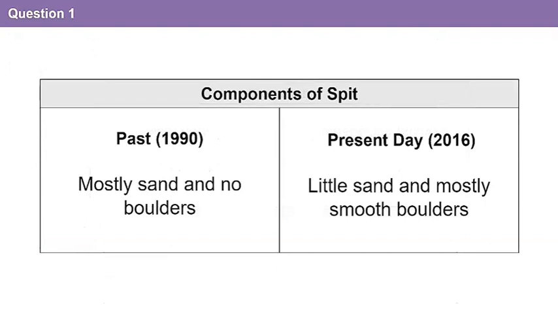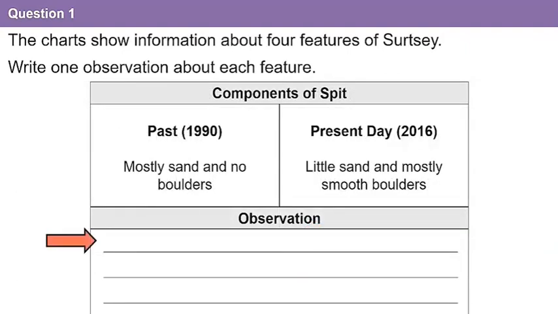Now we will observe the last feature of Circe, the components of the spit. The components of the spit were mostly sand and no boulders in 1990. The components of the spit were little sand and mostly smooth boulders in 2016. Write one observation about the components of Circe's spit.